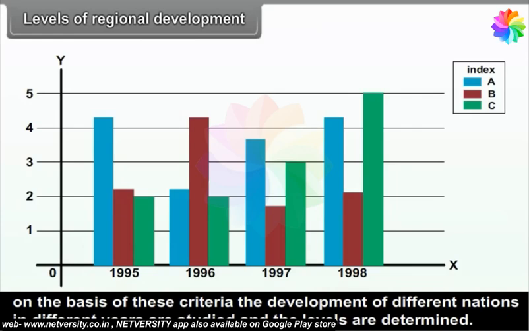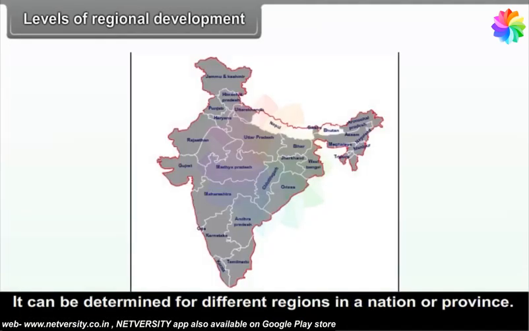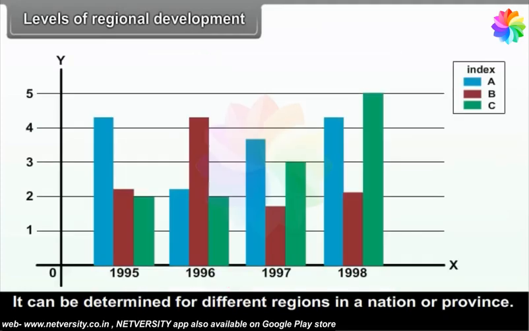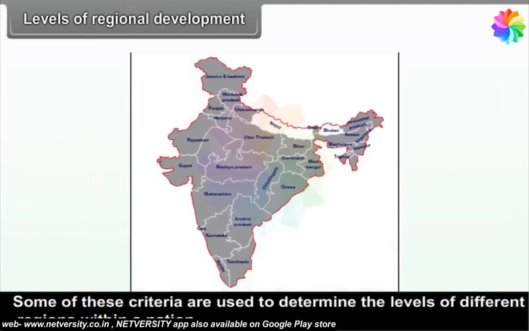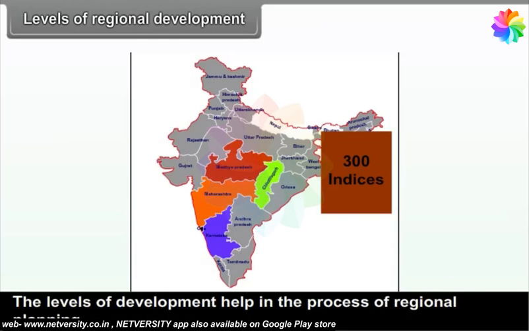On the basis of these criteria, the development of different nations in different years are studied and the levels are determined. It is not that the development levels are determined only at the international level. It can be determined for different regions in a nation or a province. Some of these criteria are used to determine the levels of different regions within a nation. The levels of development help in the process of regional planning.